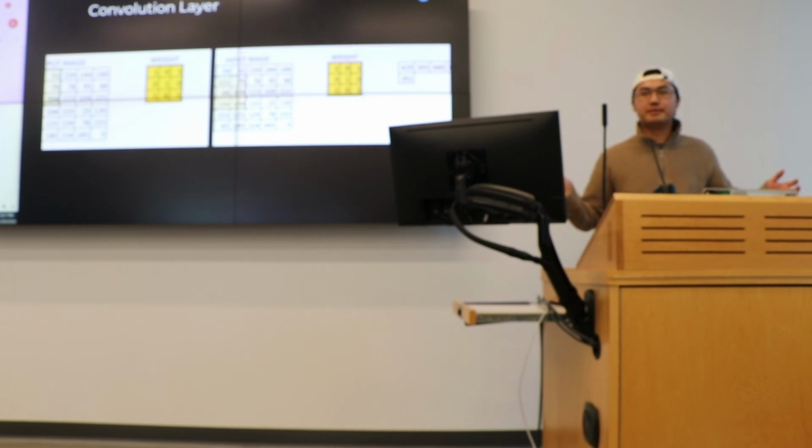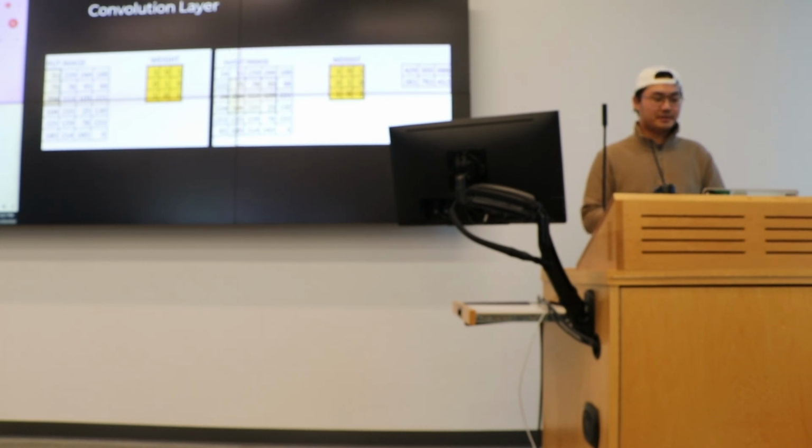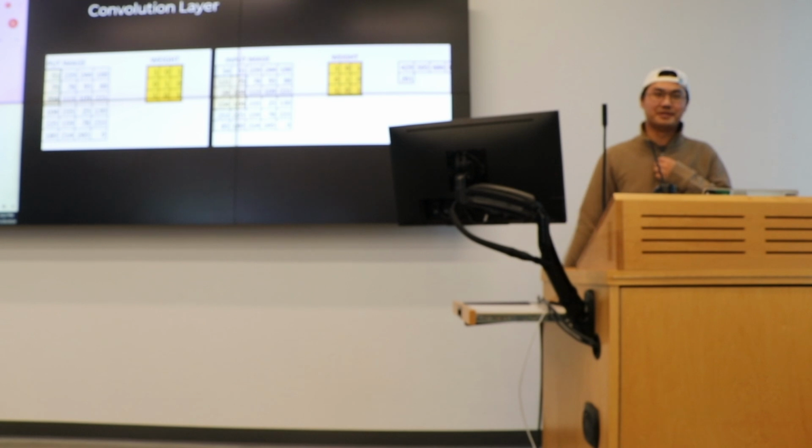So, is everyone kind of clear what a kernel does now? Okay, so back to my question, what do you think, is it possible to have more than one kernel in a convolutional layer?